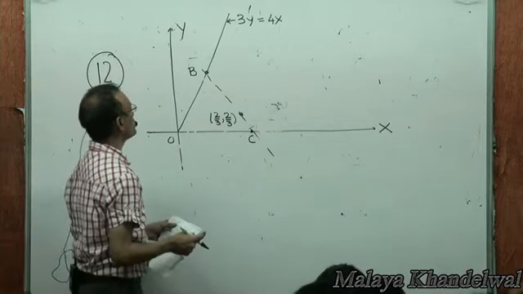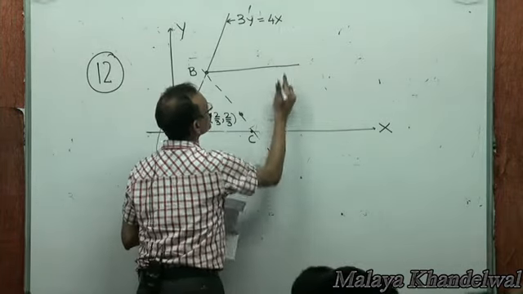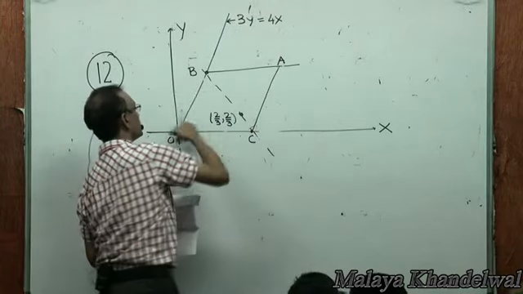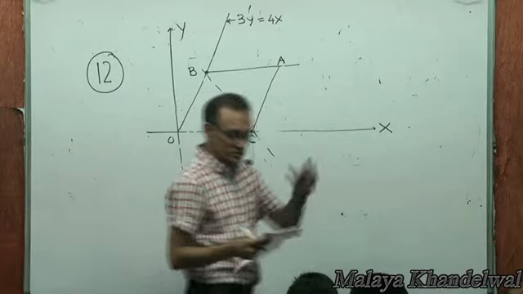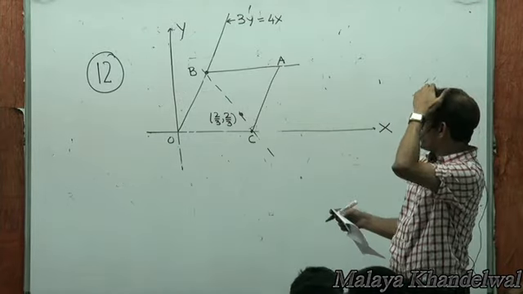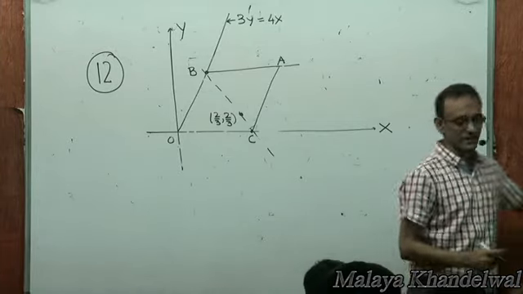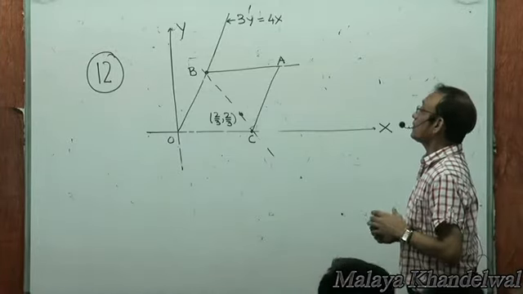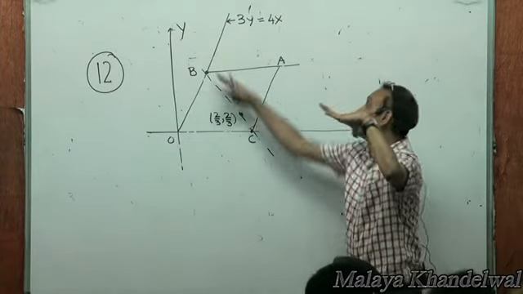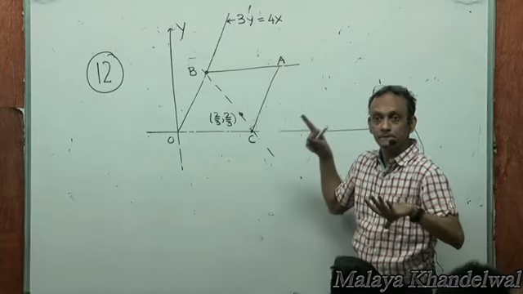Now ABOC is a rhombus. So A is selected such that ABOC becomes a rhombus. O being the origin, we want to find the equation of BC and the coordinates of A. ABOC being the rhombus, BC passing through (2/3, 2/3), we want to find the equation of BC and the coordinates of A. Yes or no?